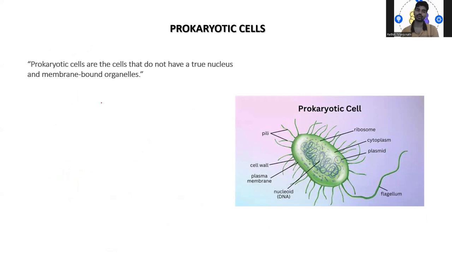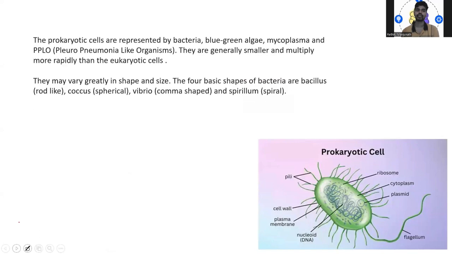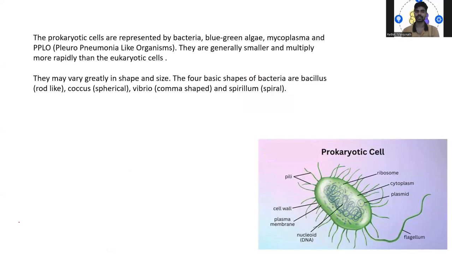Prokaryotic cells are the cells that do not have a true nucleus and membrane-bound organelles. This is the first point. Prokaryotic cells are represented by what? Bacteria, blue-green algae, mycoplasma, and pleuropneumonia-like organisms, that is PPLO. You can see the prokaryotic cells here. They are generally very small and multiply more rapidly. Bacteria multiply more rapidly when compared to eukaryotic cells.